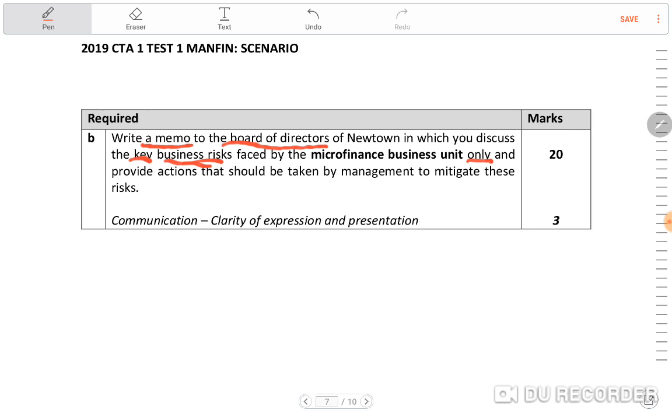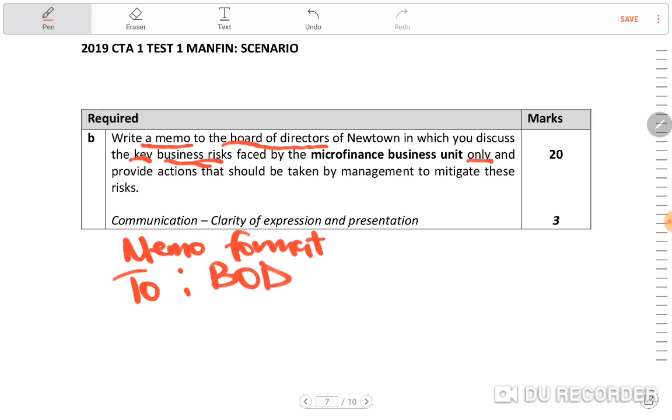Now, let's first of all discuss how do we write a memo. So, a memo format. What does a memo format look like? There's supposed to be To, which is to the Board of Directors. From whom? From the CTA student.